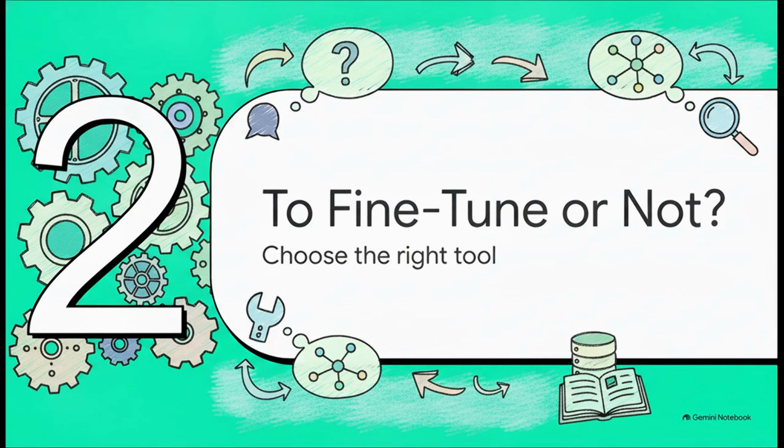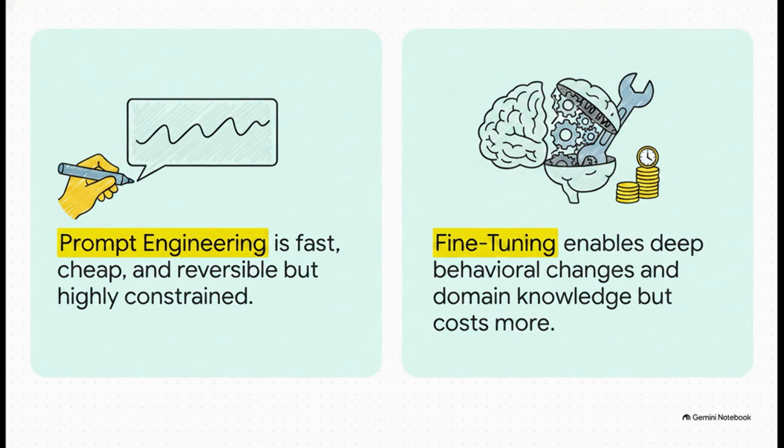Moving on to part 2, to fine-tune or not, choosing the right adaptation tool. Okay. Before we get too deep, we have to compare prompt engineering with fine-tuning, because fine-tuning isn't always the answer, right? Prompt engineering is basically just telling the model what you want right there in the input box. It's super fast, it's cheap, and it is entirely reversible. But you're heavily constrained by what the model already knows.